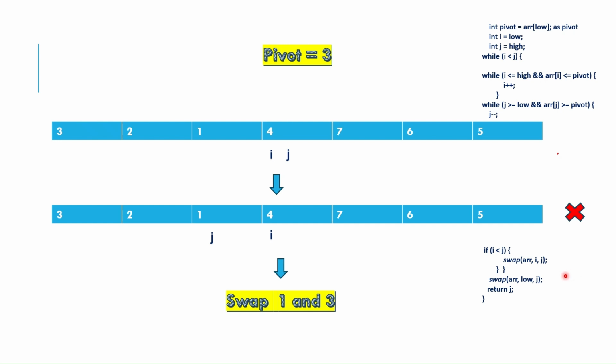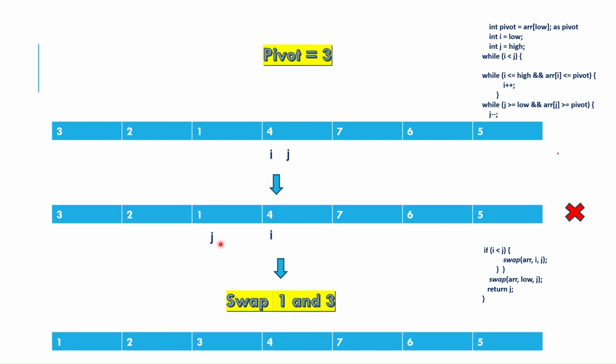And now, return J. Return J means what are we returning? Once it is swapped, what is the result? 1 will come here: 1, 2, 3, 4, 7, 6, 5, right? So now what is the pointing of return J? What is the pointer? 0, 1, 2. So it will point to the second index, that is 3.